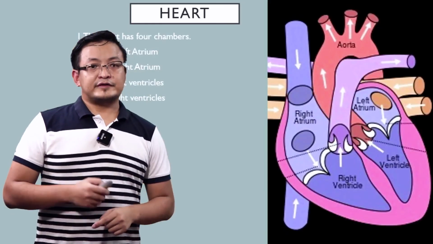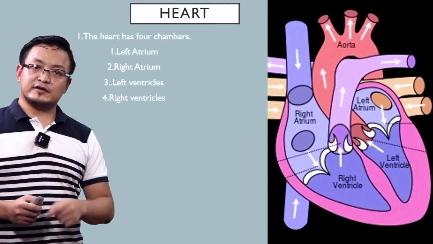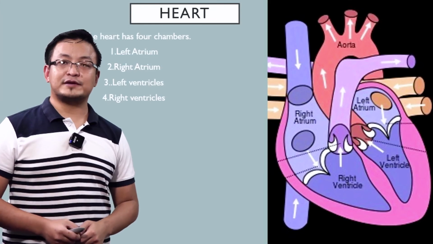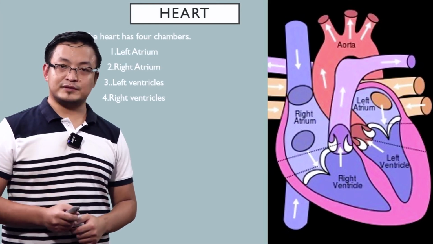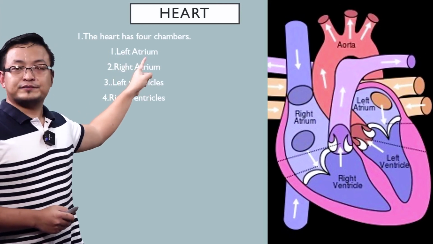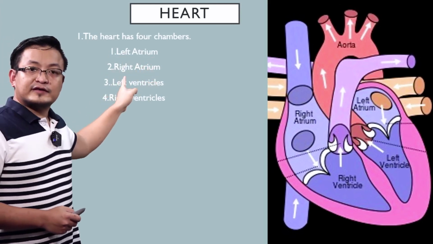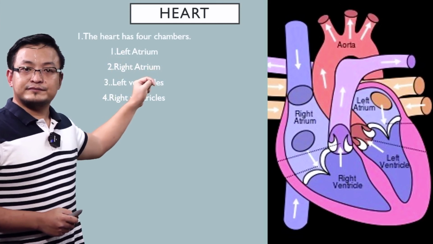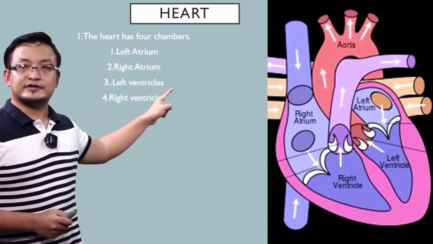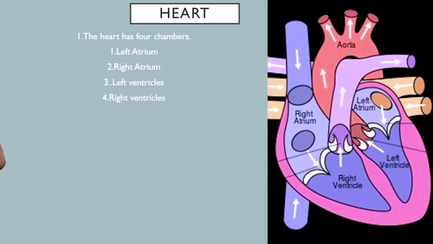Now, dear students, the heart has 4 chambers and it is very simple. We have the left atrium, second the right atrium, the third chamber is the left ventricle, and the fourth chamber is the right ventricle. You can have a look at these, students.